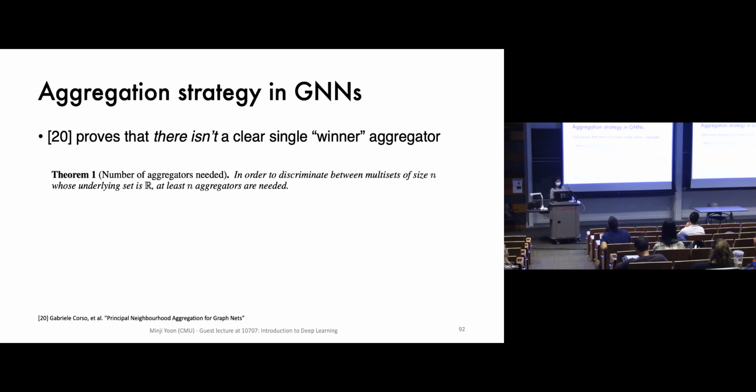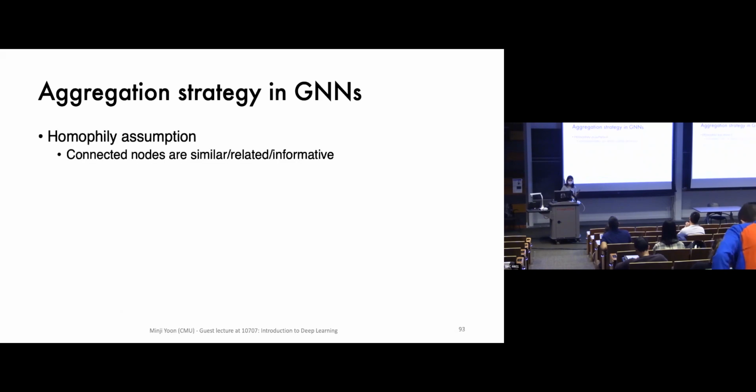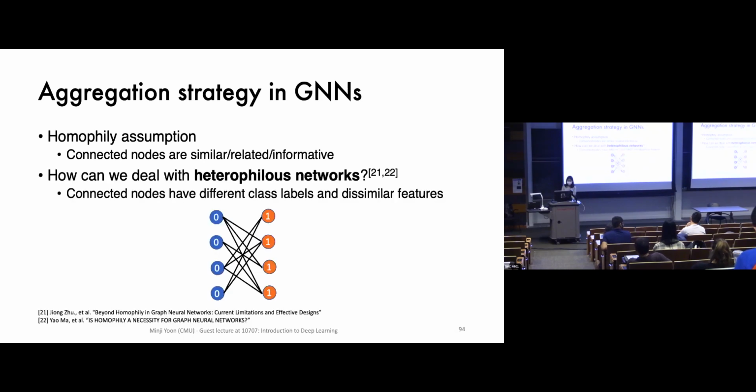So while many research efforts are going on here to find the optimal aggregation strategy in GNN, another field raises a question to our assumption. Because at the beginning, I said GNN tries to aggregate embeddings from my neighboring nodes because we assume the connected nodes are informative, relevant. But what if it's not? What if, in a graph, the nodes are connected with nodes that have different class labels and dissimilar features? This is also an active area in graphs. How can we deal with this heterophilous network? Do graph convolutional networks still work well on this heterophilous network or not?